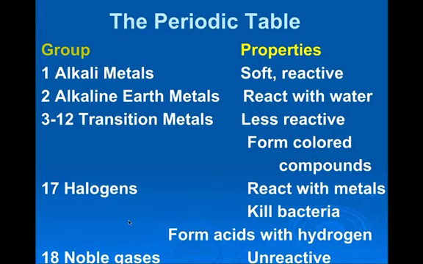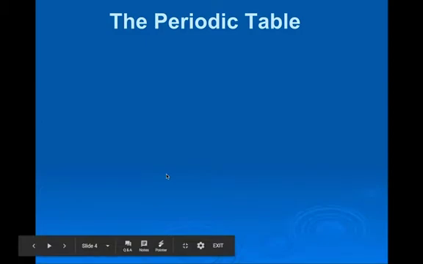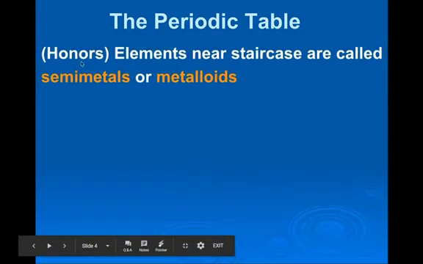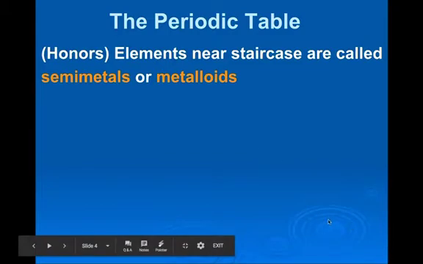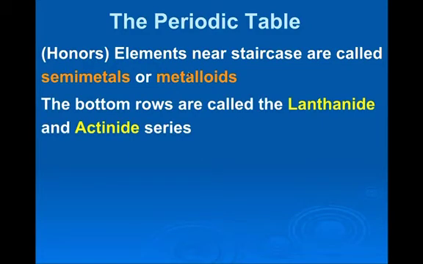Okay, so there's some other things on the periodic table going on. If you're taking chemistry for honors credit, make sure you know that the stuff on this little staircase here for groups 13 through 16, these elements that are touching it are called the semimetals or metalloids. That staircase divides the metals from the nonmetals. So elements on the staircase have properties kind of both.